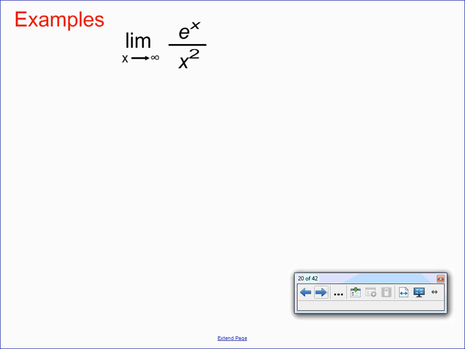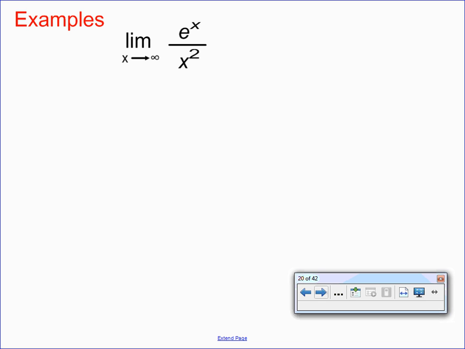Well, before we get into a knockdown, drag-out shouting match, we can consider, e to the x is an exponential function, that grows exponentially, versus x squared, which is a quadratic function, a power function. In the long run, an exponential function will always win out over a power function, if we're talking about exponential growth. And so, gotta say the top's gonna win.